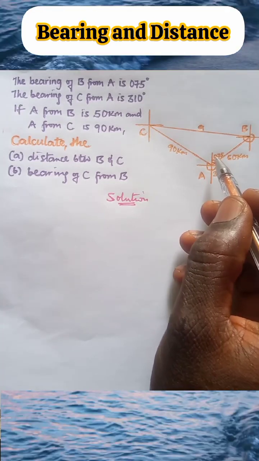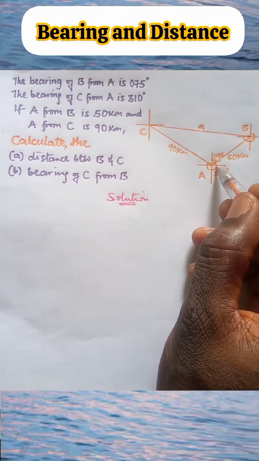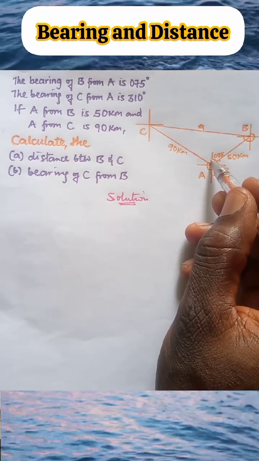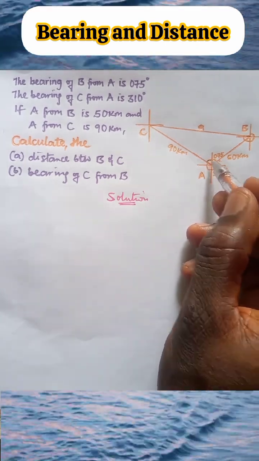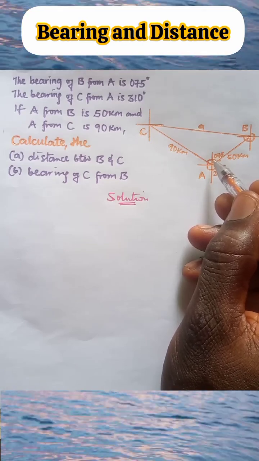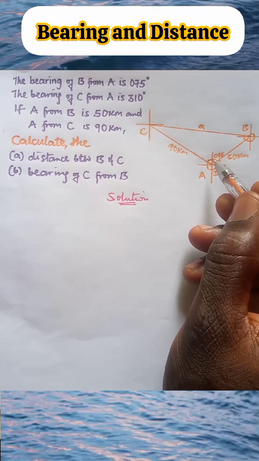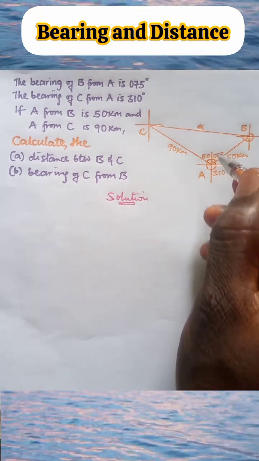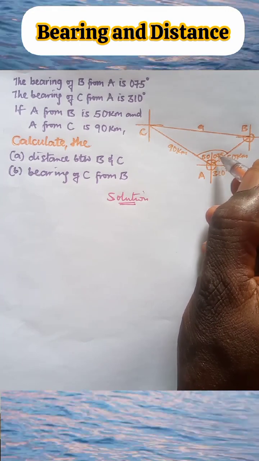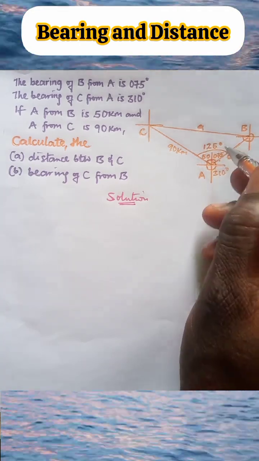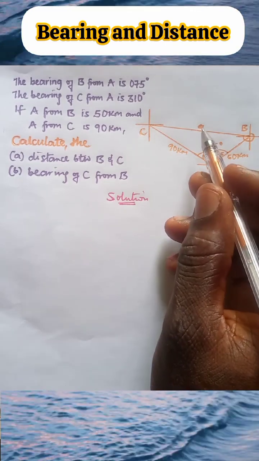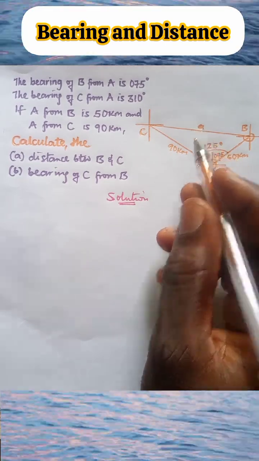Now, we already know that the angle from North as given to this line is 310 degrees. So to calculate this angle, we are going to subtract 310 degrees from 360 degrees. And when we subtract 310 from 360, we have this angle to be 50 degrees. So 75 plus 50 gives us this angle, 125 degrees. Now that we know this angle, we can use the cosine formula to get A.